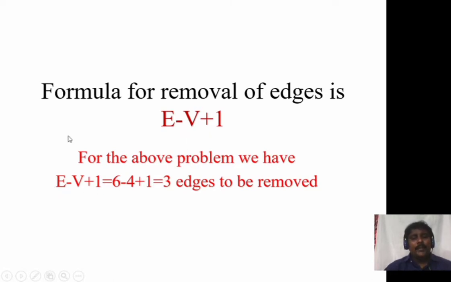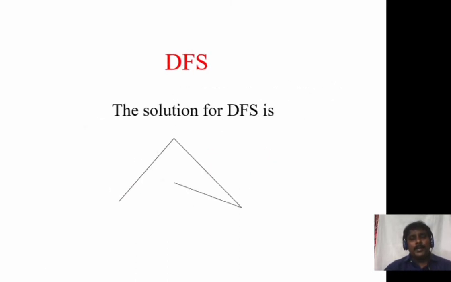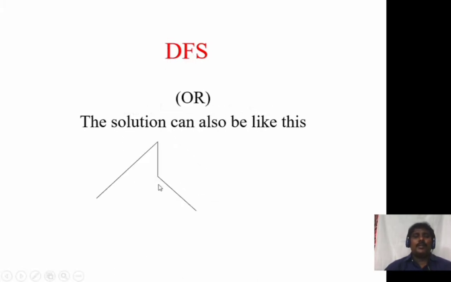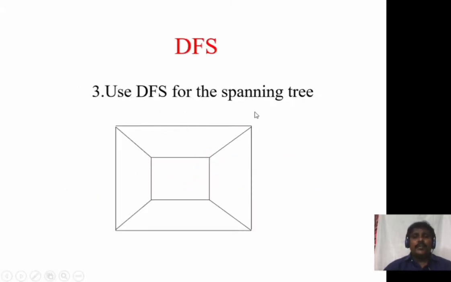Here in this figure we have 6 edges and 4 vertices. That means we have to remove 3 edges. After removing 3 edges, our graph will become like this. So this is also a solution of a DFS. We have to keep in mind that the closed graph must become an open graph. So 3 edges should be removed so that the closed graph becomes an open graph. So this is the problem on a DFS. Use DFS to find a spanning tree; here he has given one problem on DFS.